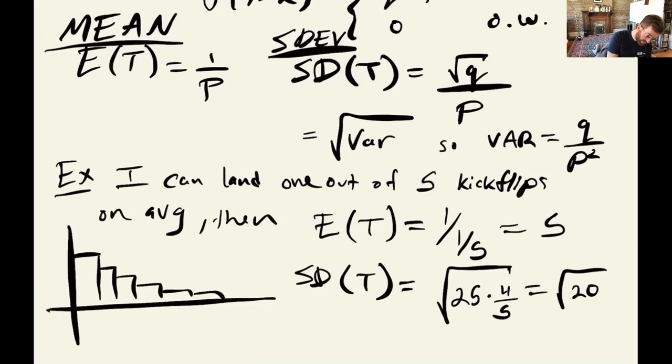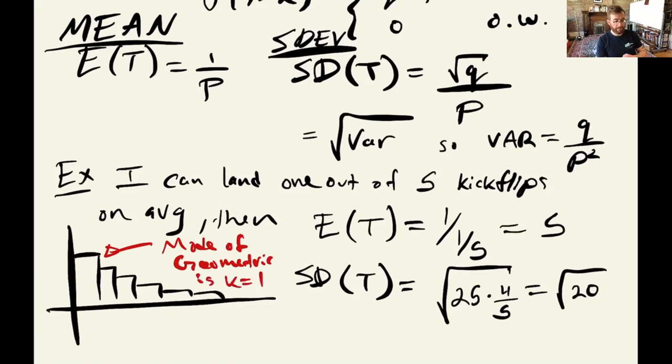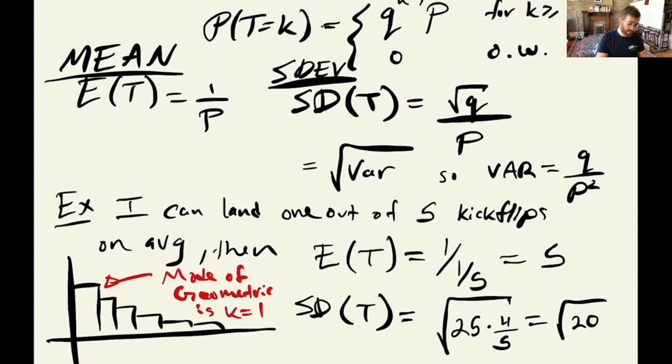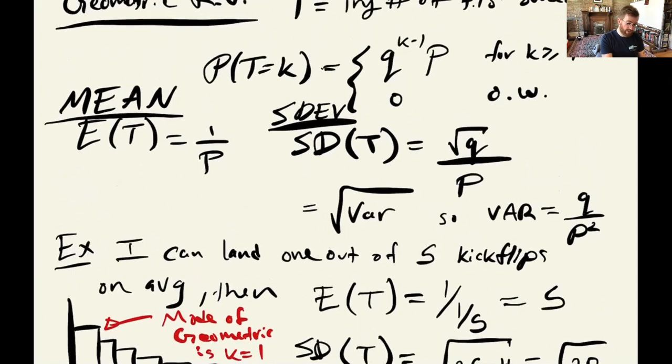And so in particular for us, the mode of a geometric occurs at k equals 1. And that just comes from looking at this formula. If I'm multiplying by more numbers that are less than 1, q is always going to be less than 1, then that's just going to keep scaling down my probability.